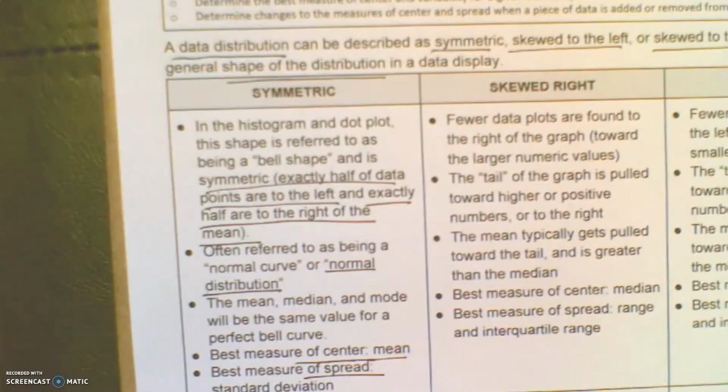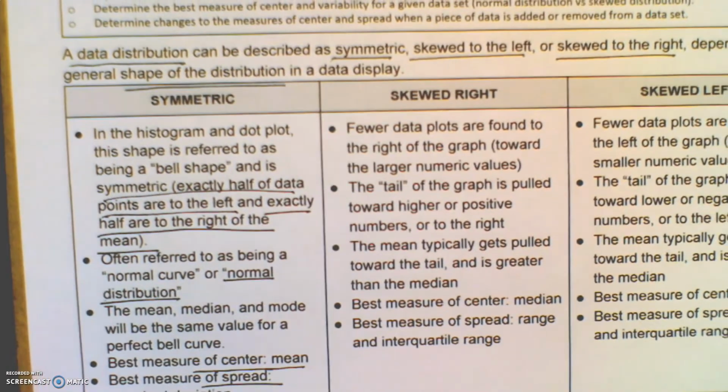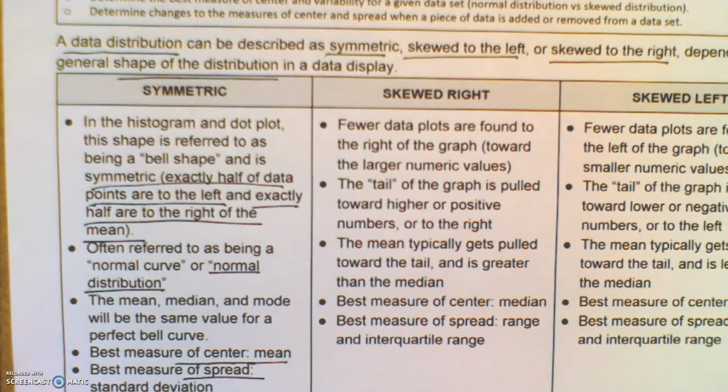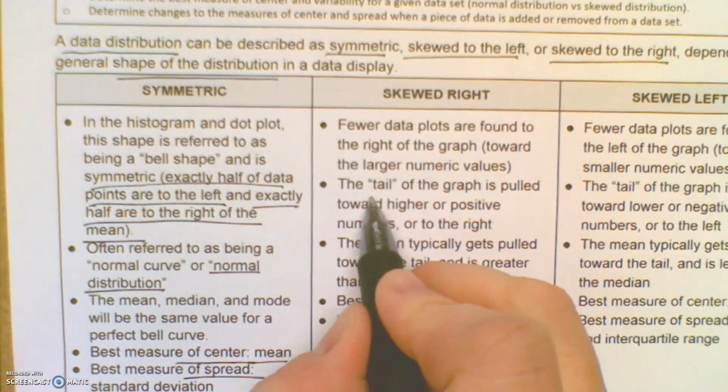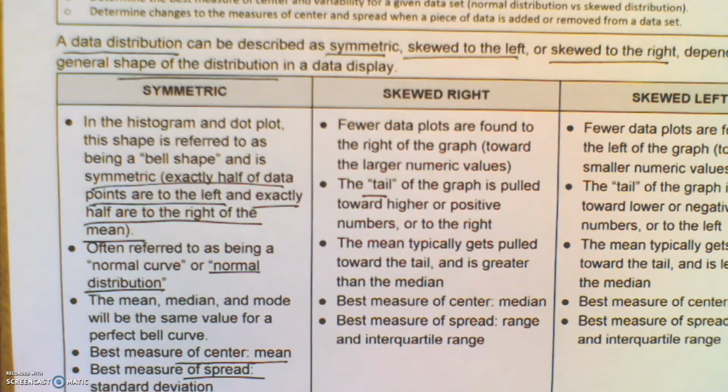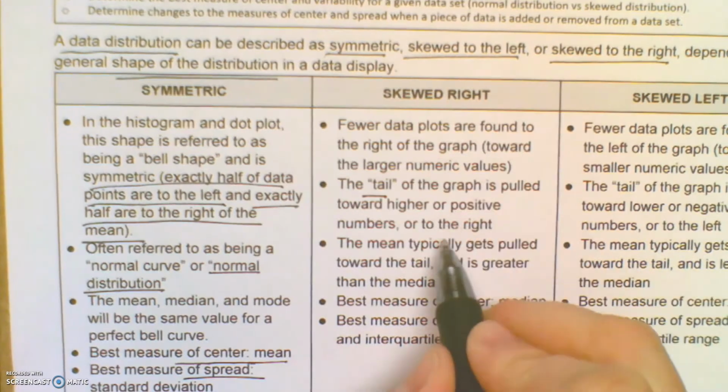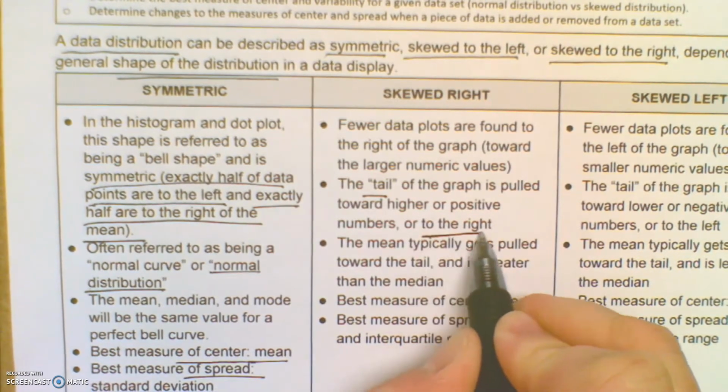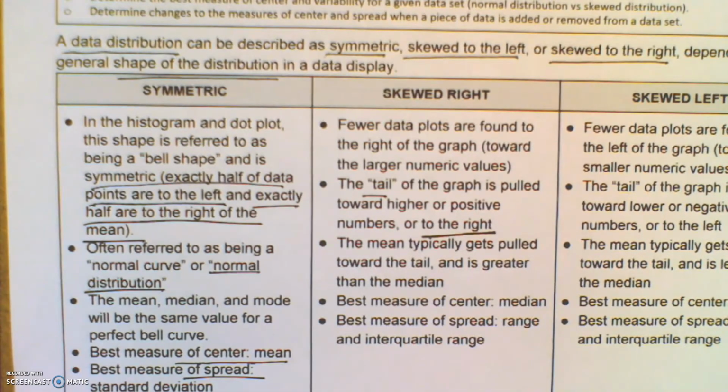For skewed to the right, fewer data points are found to the right of the graph, towards the larger numeric values. So describing what this means, we have a tail. The tail of the graph is pulled towards higher or positive numbers, or towards the right. So we're going to have a tail that's pulling to the right. The mean typically gets pulled towards the tail and is greater than the median.